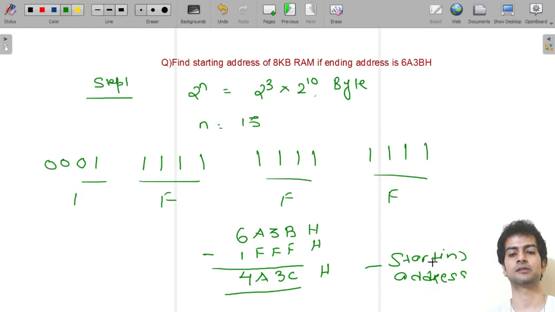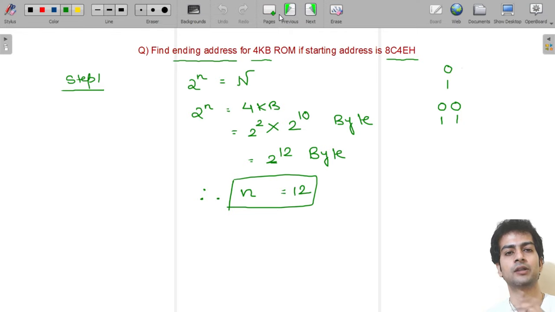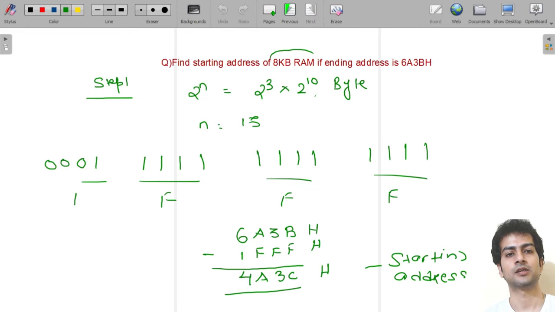So it is easy. Just keep one trick in mind: always keep the memory capacity in bytes. Don't convert it into bits.